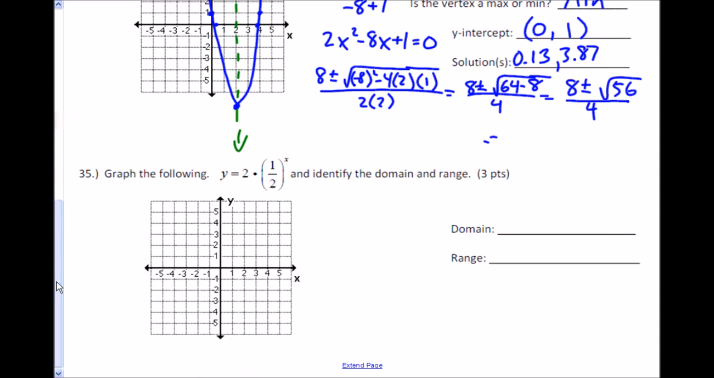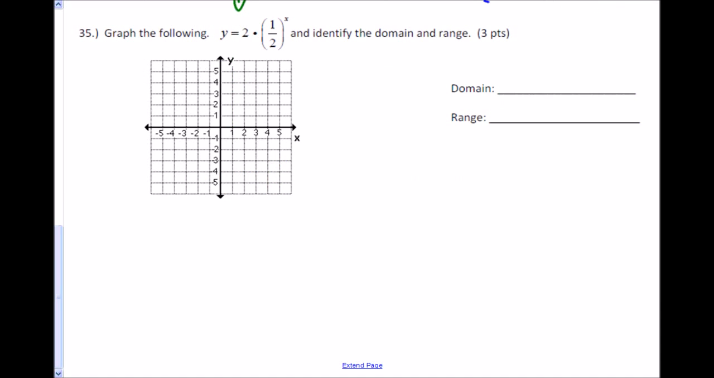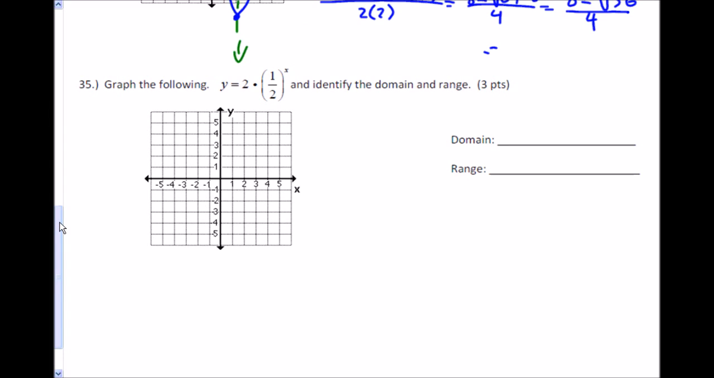Number 35, it says to graph the following. For this one, it also says to identify the domain and range again. And so for the graph of this one, really I want to set up an XY chart, but also if you're unsure about the XY chart, it's also got our y-intercept is 2. Remember, that's always this guy right here. And this is exponential decay, which means it's decreasing, so it's getting cut in half each time. So I know that it's going to look like this without doing much work at all.